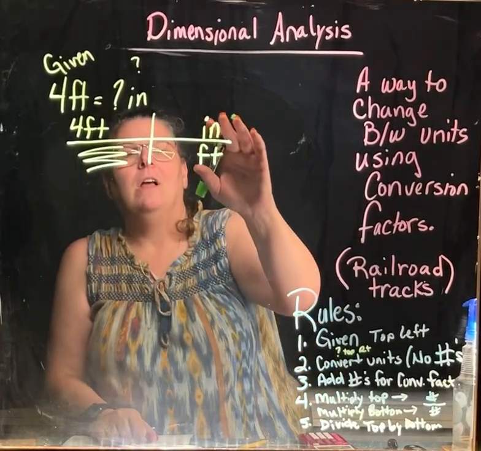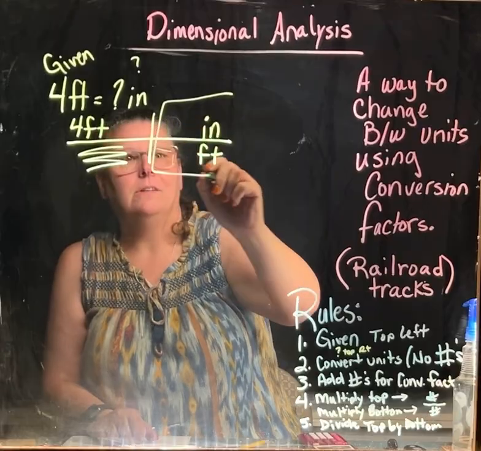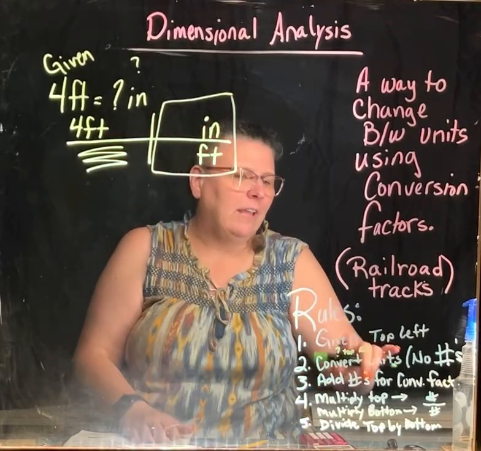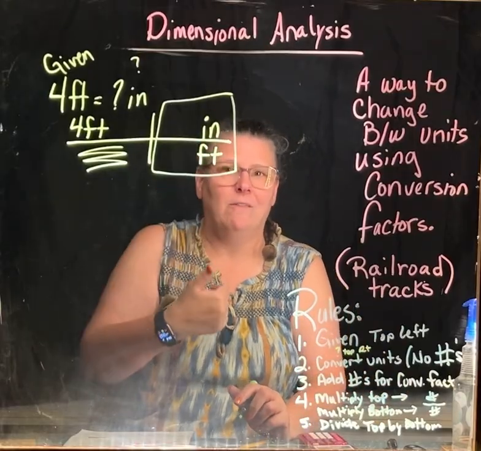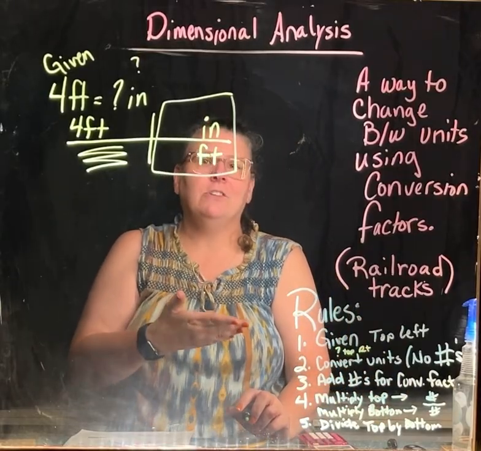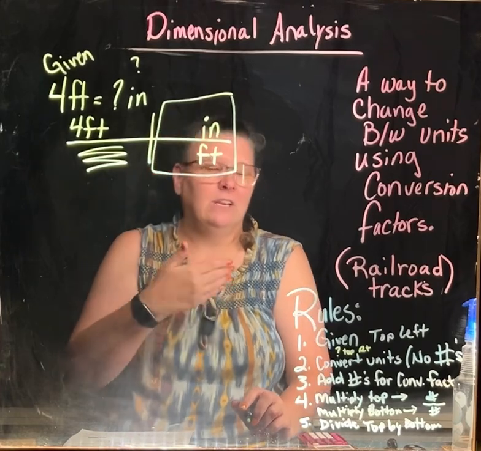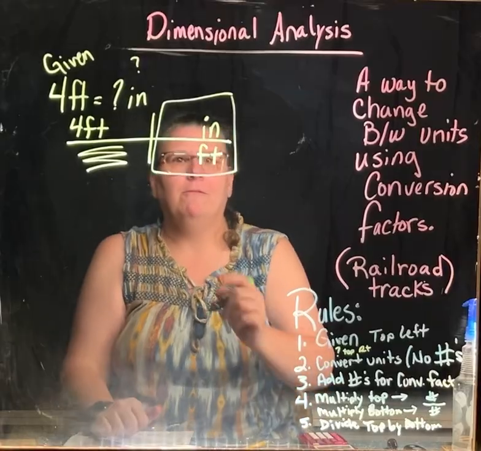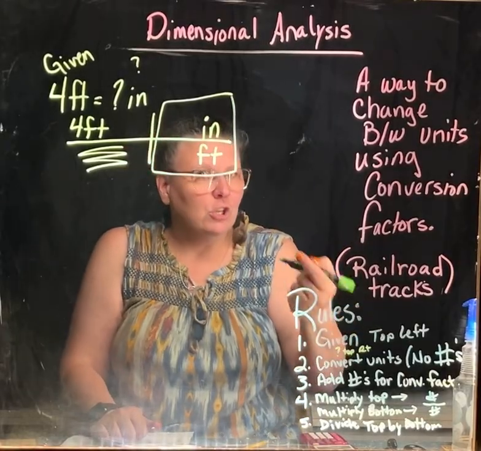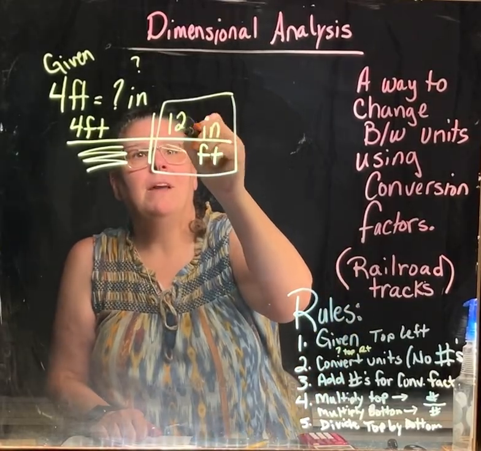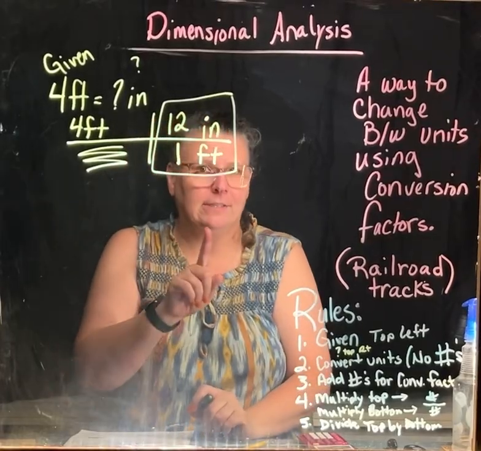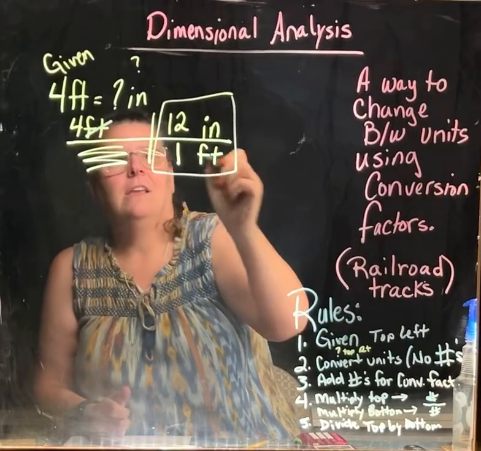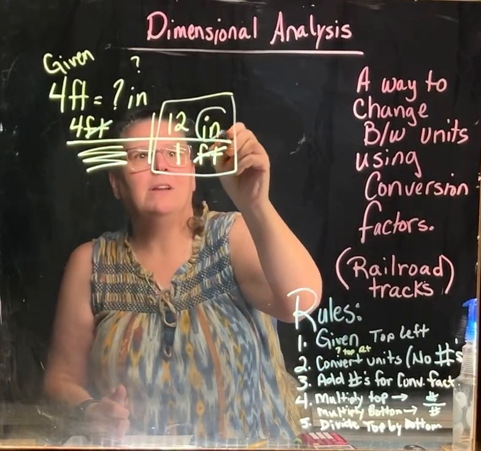Now, this little section right here, that little fraction, is your conversion factor. That is when you add numbers after you already have what you need. A conversion factor is something like how many feet equal an inch, or how many inches equal a foot. Well, we know that 12 inches equals 1 foot, or 1 foot equals 12 inches. So we put the 12 by the inch and the 1 by the foot. What happens next is the feet cancel feet, and all I'm left with is inches.